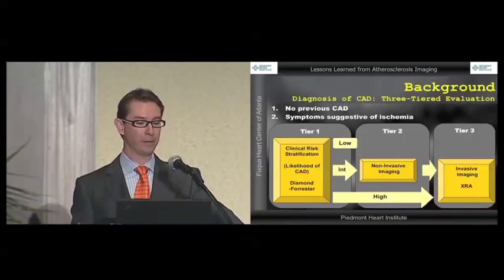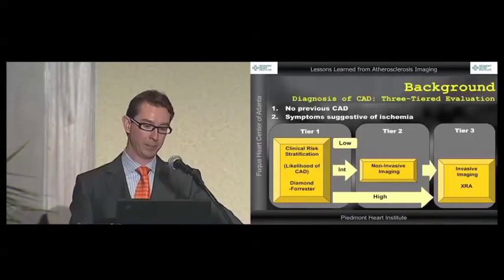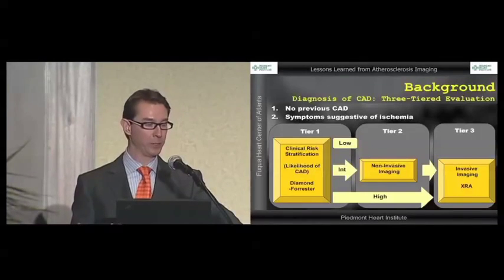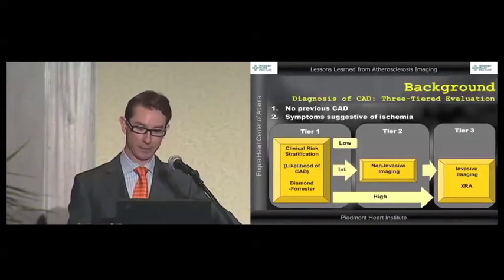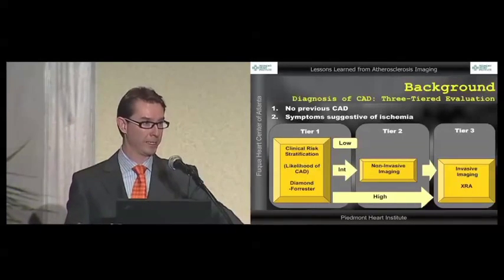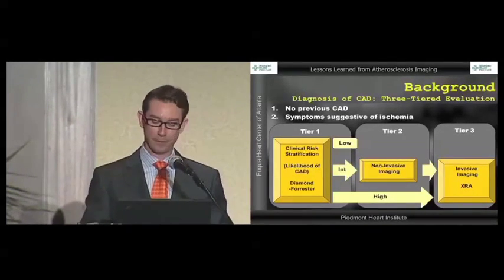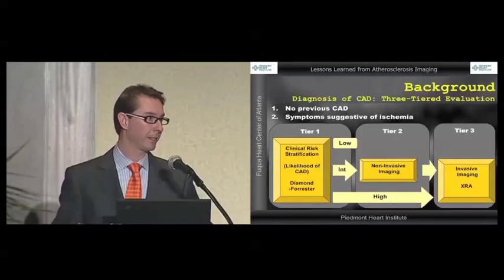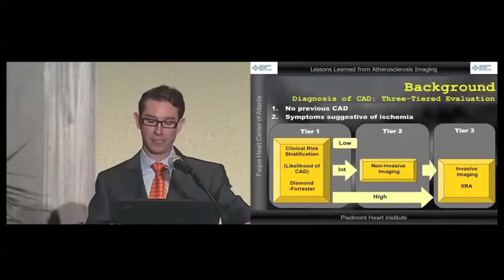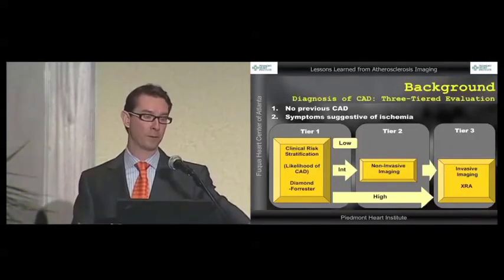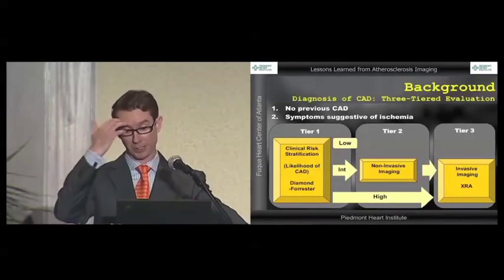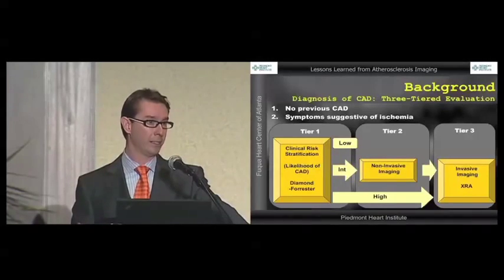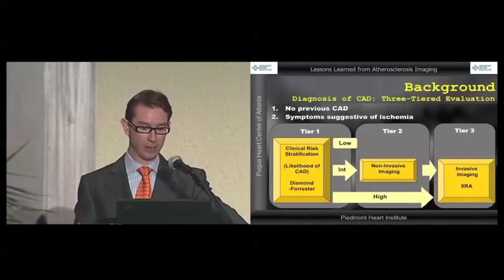In patients with no previous CAD in whom there are symptoms suggestive of ischemia, we do some sort of clinical risk assessment, mostly by the Diamond-Forrester classification. If patients are low risk, then we do not do any further evaluation. If they're intermediate risk, then the patient gets some sort of non-invasive imaging. If that's positive, they go for invasive testing. And if the clinical risk assessment shows high risk, then the patients typically go directly to invasive angiography.